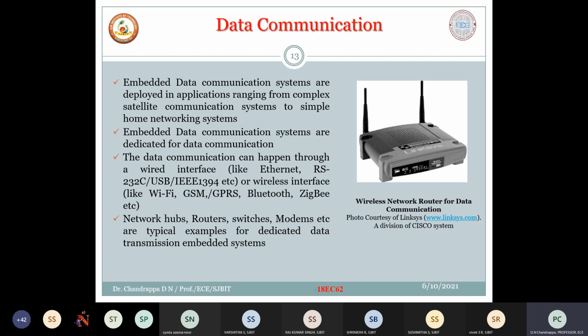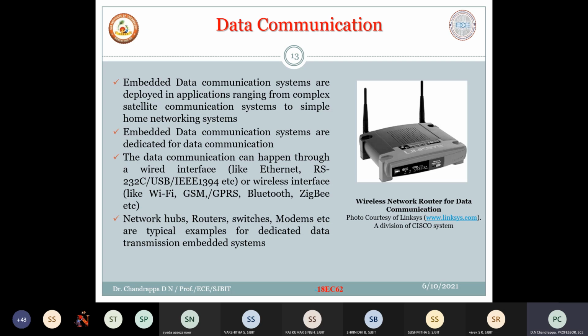Now I'll go to the second one. The second purpose is data communication. Data communication here is very simple and very popular due to the pandemic. During this lockdown, everyone, even a layman, knows the technical terms, that is, routers, wireless network routers.